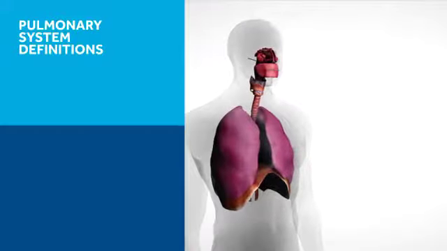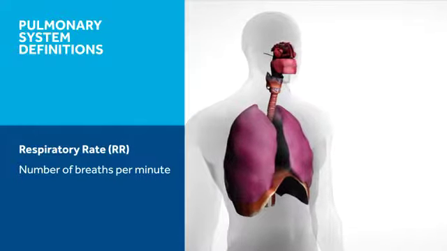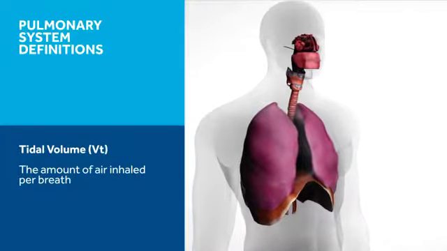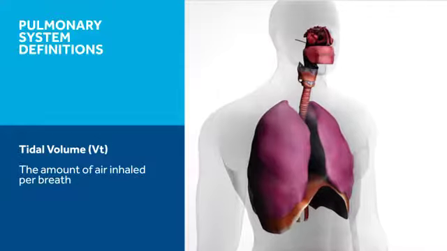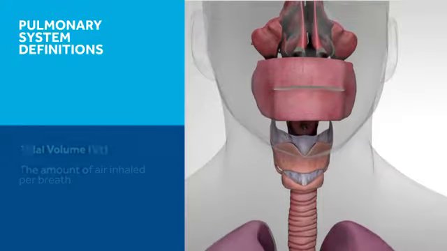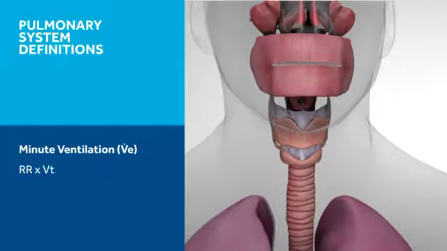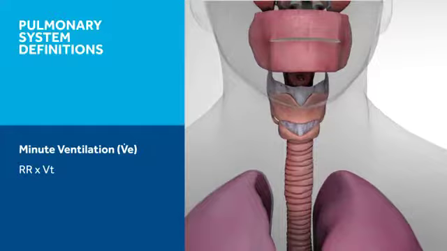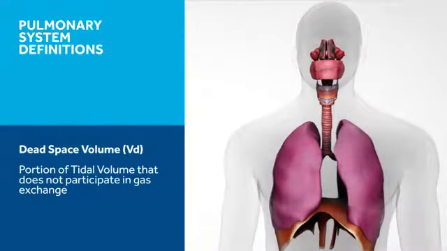The number of breaths we take in 1 minute is termed respiratory rate, or RR. The amount of air we breathe in one breath is called the tidal volume, or VT. If we multiply our respiratory rate by our tidal volume, we get a value called minute ventilation, or VE. A portion of the tidal volume does not participate in gas exchange in the blood because of the dead space in the conducting zone. This value is called dead space volume, or VD.